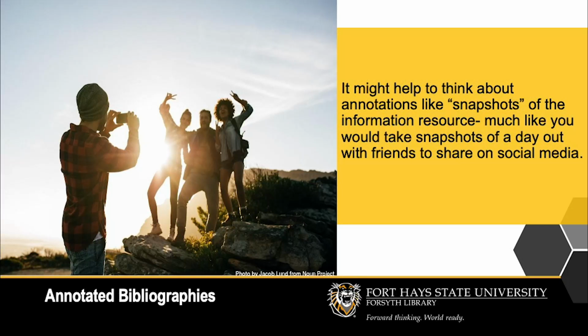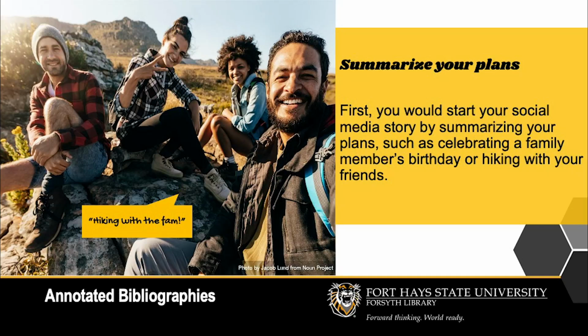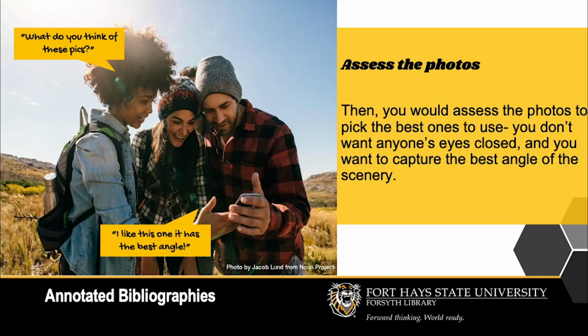It might help to think about annotations like snapshots of the information resource, much like you would take snapshots of a day out with friends to share on social media. First, you would start your social media story by summarizing your plans, such as celebrating a family member's birthday or hiking with your friends. Then you would assess the photos to pick the best ones to use.